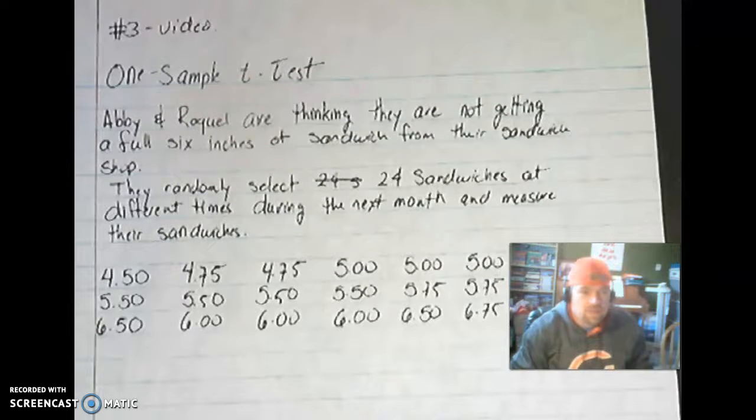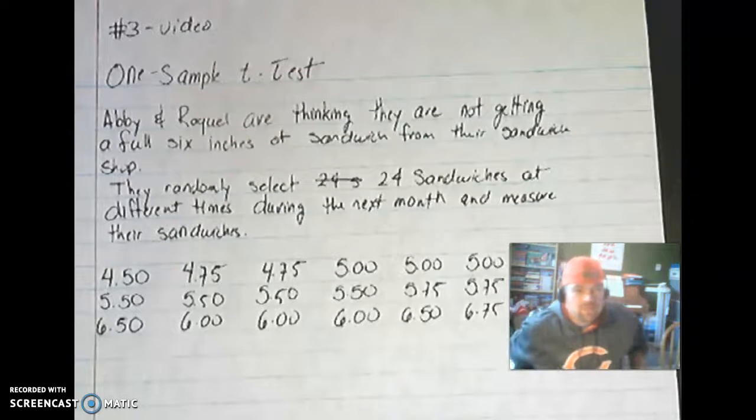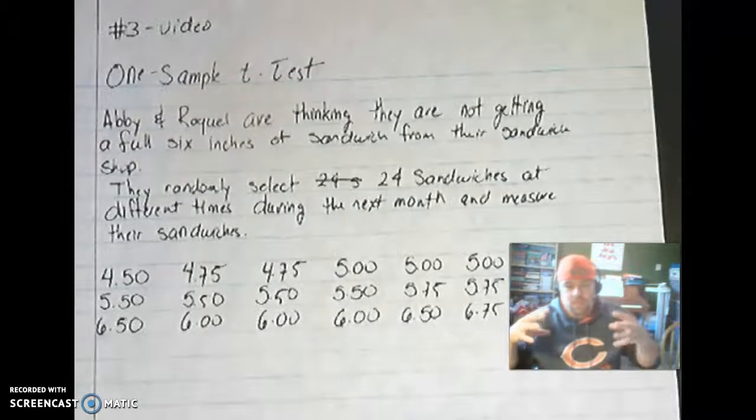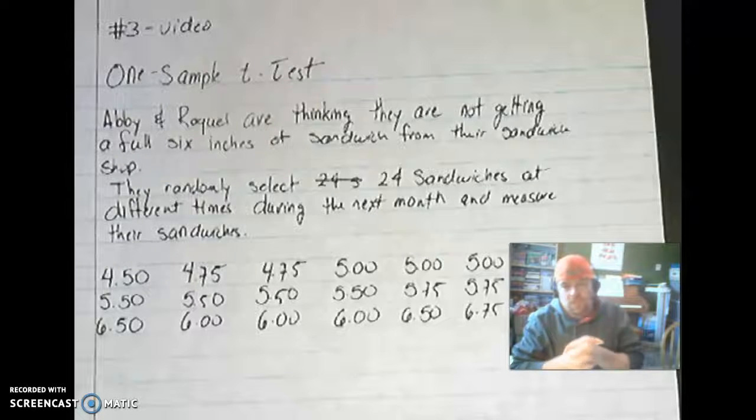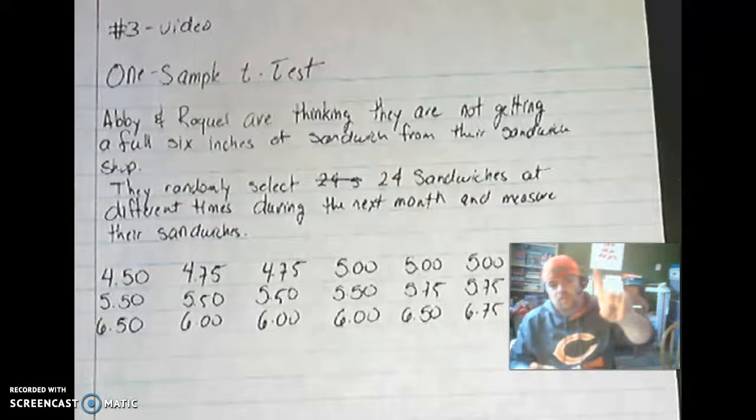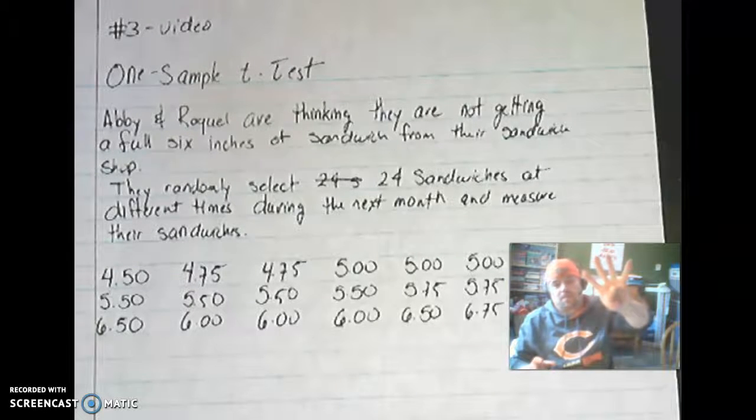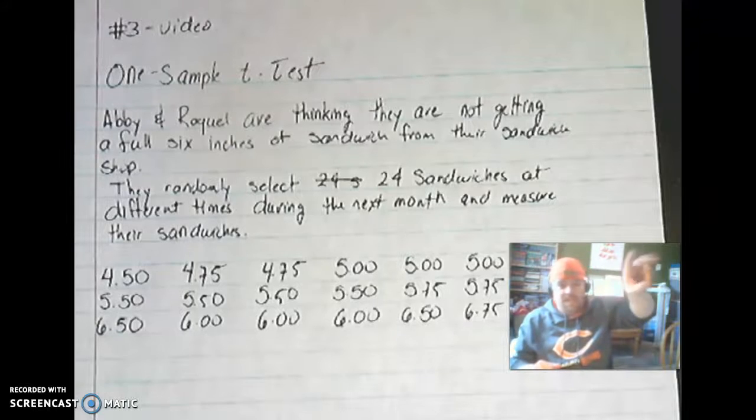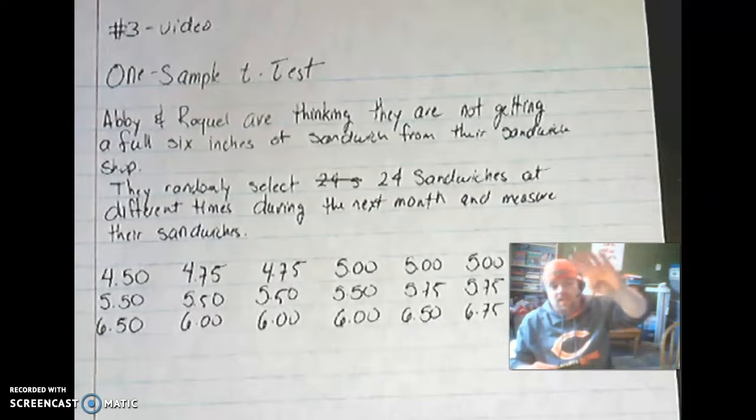Hey guys, so this video is going to make a connection between the last two videos, the first one and the second one. In the first video we talked about the four conditions that must be met: independence, random, 10% condition, and normality. Then in the second video we talked about the t-statistic and how to find that.